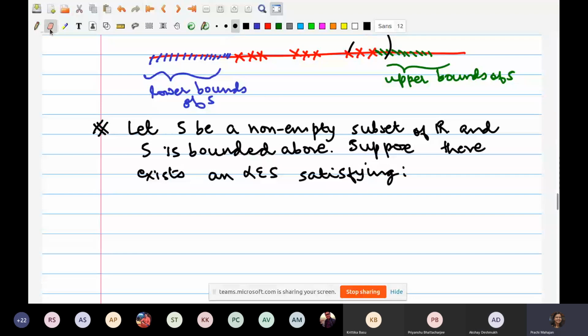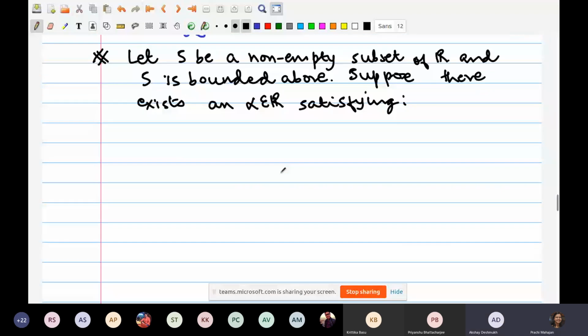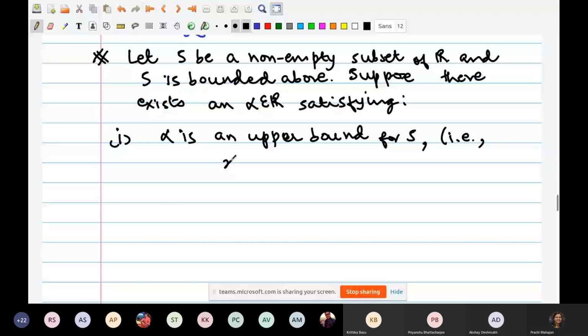So let me make this statement. S is a non-empty subset of R, which I am assuming to be bounded above, and suppose that there is an alpha satisfying the following. One, alpha is an upper bound for S. So what does it mean? Saying that alpha is an upper bound for S, we know what it means: the following is true for every element of S. Is that okay?